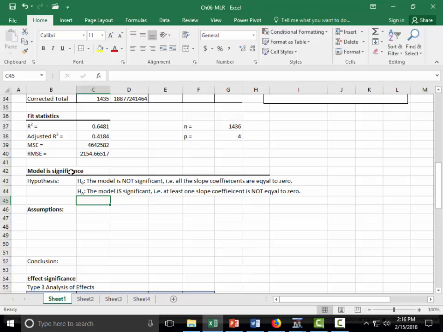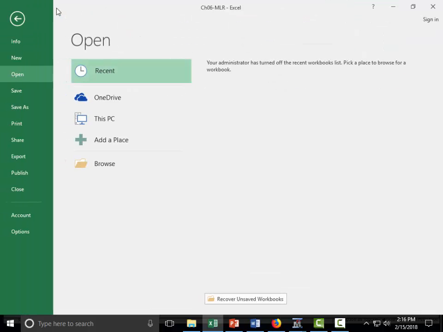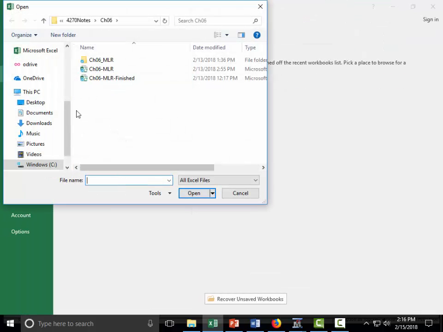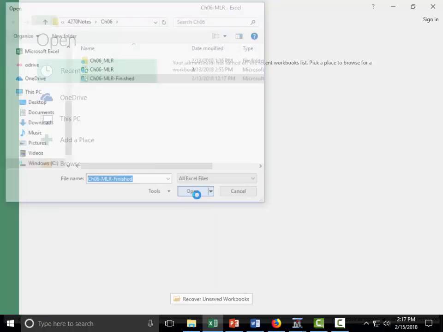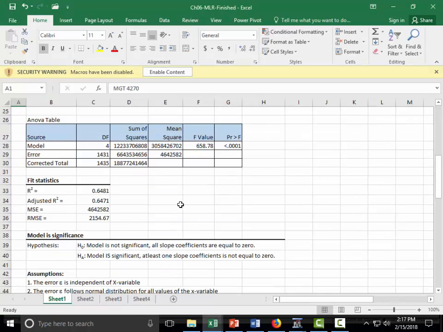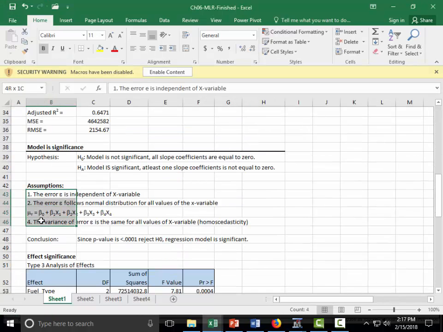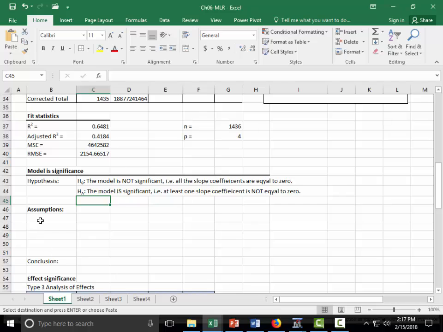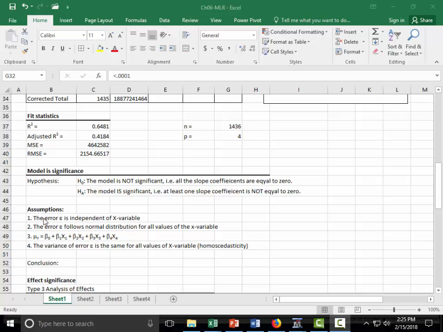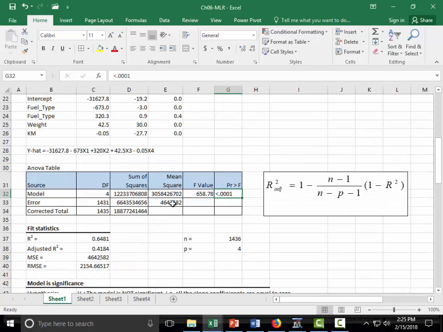Now I'm going to cheat a little bit. I have already worked all of this out, so I'm going to just copy paste the assumptions, which you could probably do too when you do your homework. And I will go over these. So with these 4 assumptions, then our p-value becomes valid.